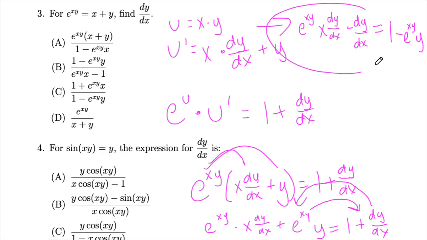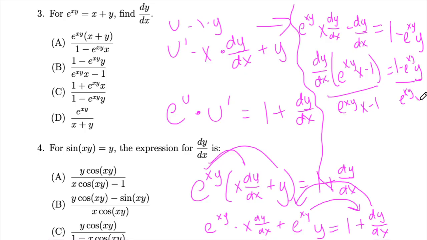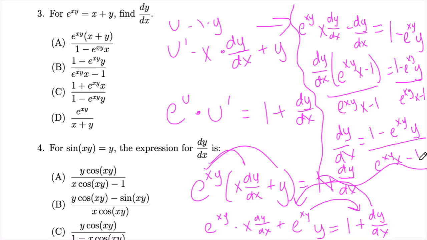Okay, now on the left-hand side here, I'm going to go ahead and factor out dy dx. So that will leave me with dy dx times e to the xy times x minus 1 equals 1 minus e to the xy times y. Okay, and now I'm going to draw just a little barrier here. And now I'm going to use division. So I'm going to divide by e to the xy times x minus 1 on both sides. And then I'm going to be left with dy dx is equal to 1 minus e to the xy times y over e to the xy times x minus 1.